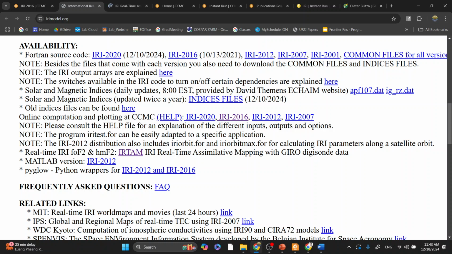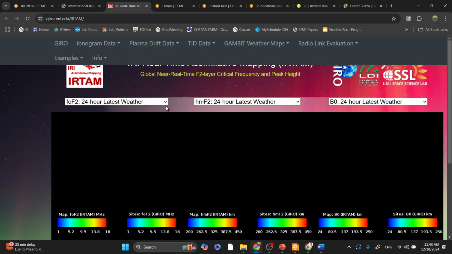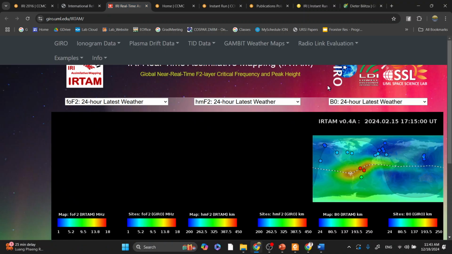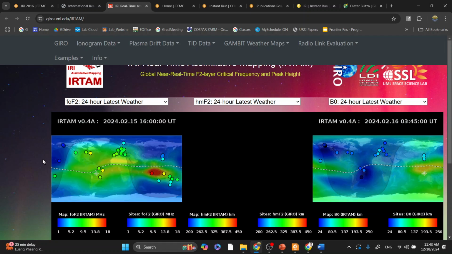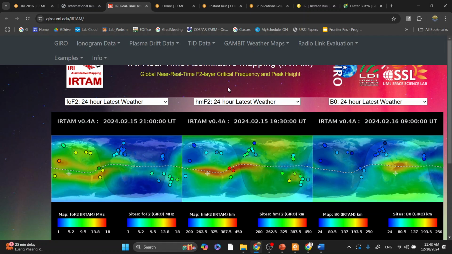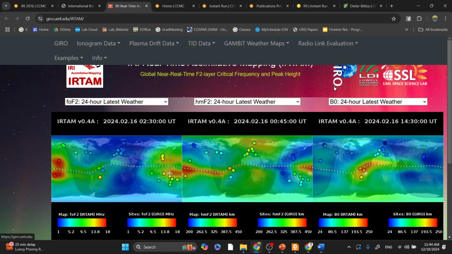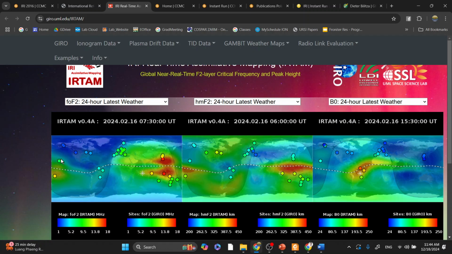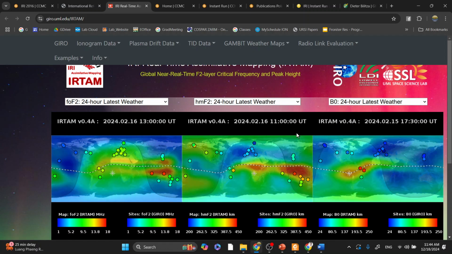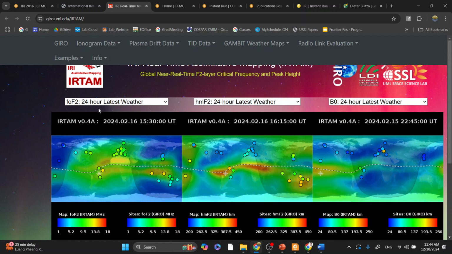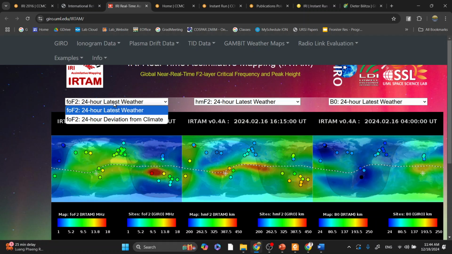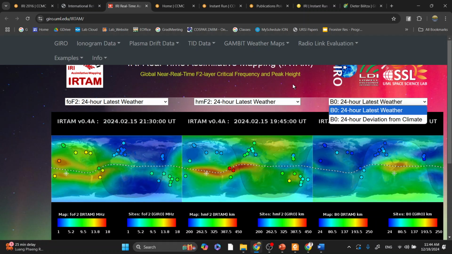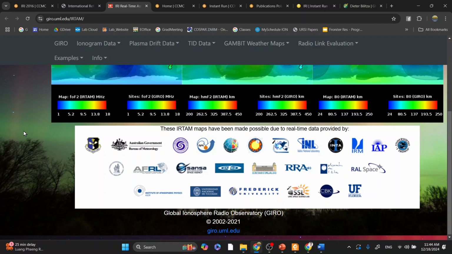But there's also another network of digisonde data. It's called IRTAM. This is from University of Massachusetts, Lowell. So what they do is they have a lot of ionosondes and other types of receivers, and they input into the server, and they generate this IRI. This is mostly foF2 and hmF2, right? Okay, I will come back to this when we talk about models.